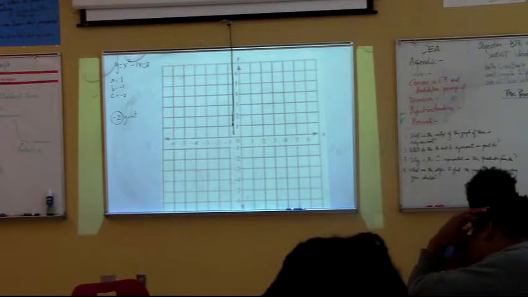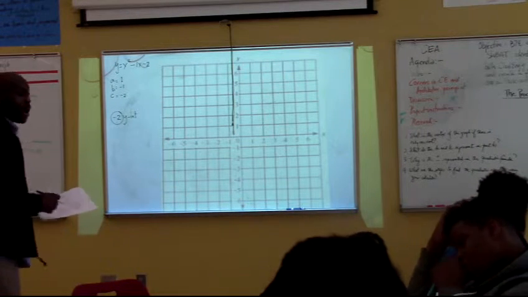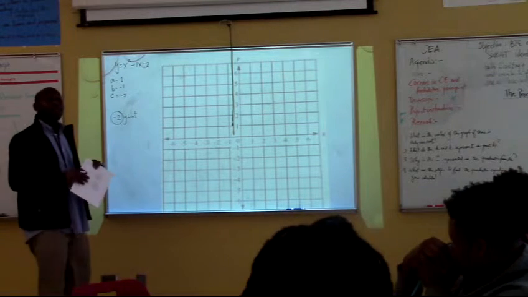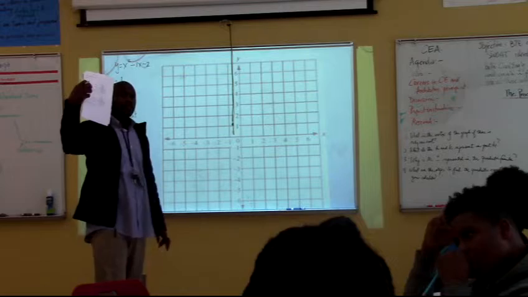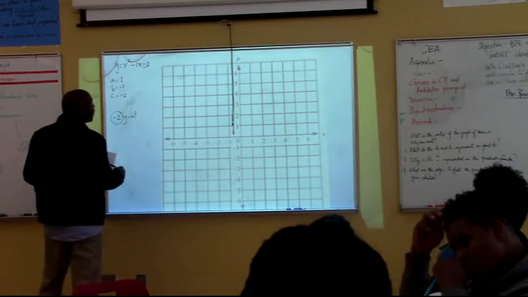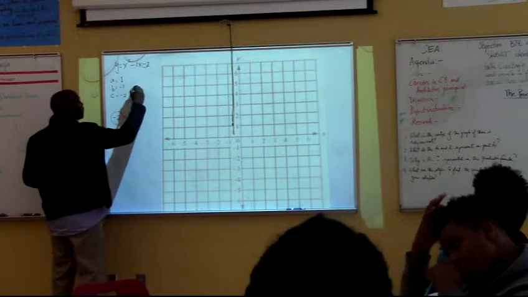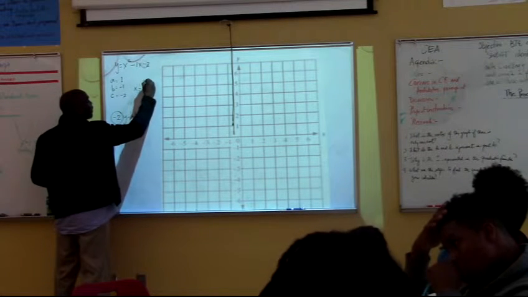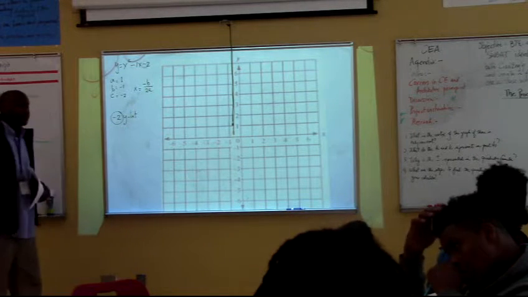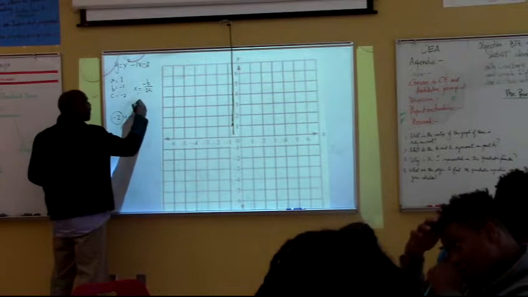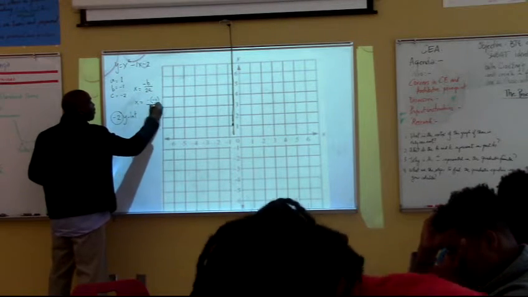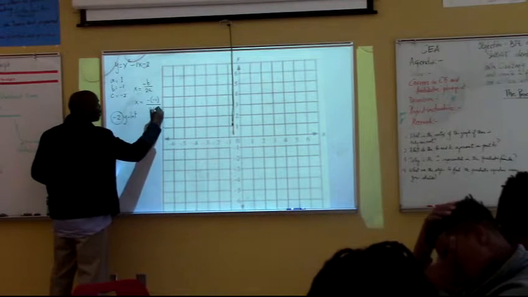So now we're going to find our x-coordinate. We're going to find x by using the equation x equals negative b over 2a. So x is equal to negative times negative 1 over 2 times 1.